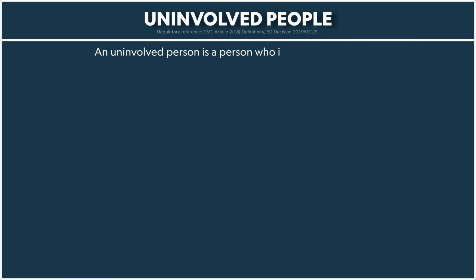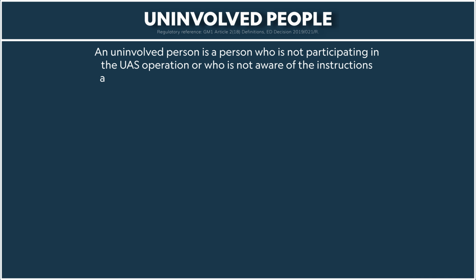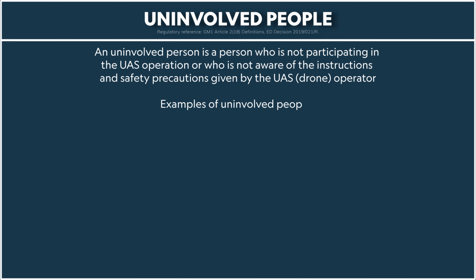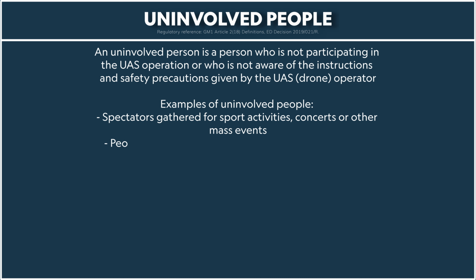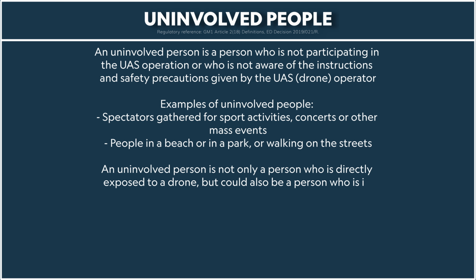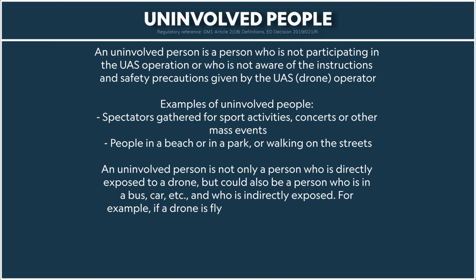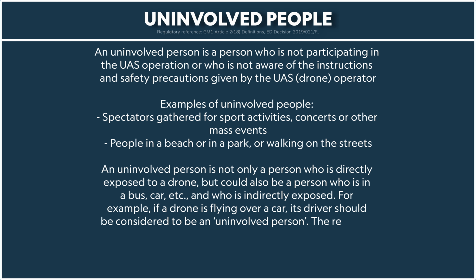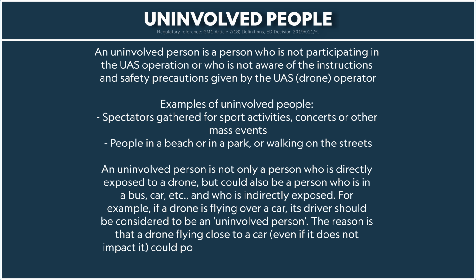Any uninvolved person is a person who is not directly involved in your flight. There could be a person on the beach or in the park or walking on the street, but as well a person who is not directly exposed to a drone flight could also be a person in the car or in the bus, who is indirectly exposed to the drone flight. An exact description from EASA you can see on the screen.